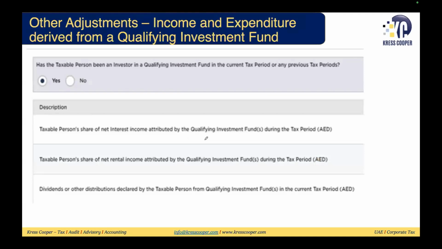Then there's income and expenditure derived from the qualifying investment fund. Qualifying investment fund, it is exempt from the corporate tax, and qualifying investment fund is one of them. But this is subject to certain conditions. What are those conditions? That the qualifying investment fund or the manager who is managing the qualifying investment fund, they are subject to oversight by the authority. This is the first condition.